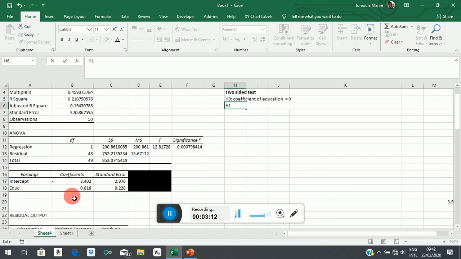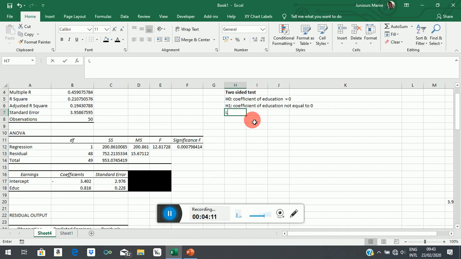Then H1 says coefficient of education is not equal to zero. I'll write not equal to zero as an equal sign with an exclamation mark, otherwise you could just say not equal to zero. In other words, the alternative is claiming that surely education has some effect. The effect may be positive, may be negative. That's why I'm saying the two-sided test doesn't make much sense, because there is no way education can have a negative effect. But here I'm doing it to illustrate what a two-sided test will look like.